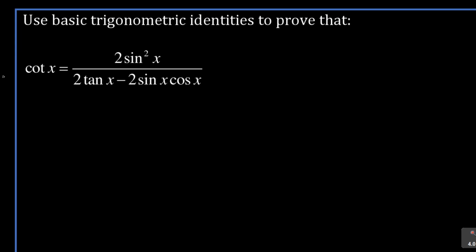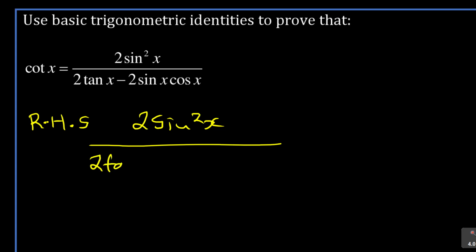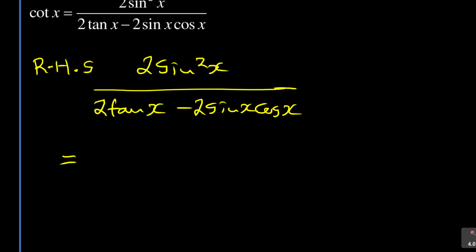You have to choose now the left hand side or the right hand side, and you can see we have more of the right hand side. I'm left handed, so I usually confuse this part, but of the right hand side. So let's write the right hand side: 2 sin squared x all over 2 tan x minus 2 sin x cos x is equal to, now remember you're starting from the left hand side.